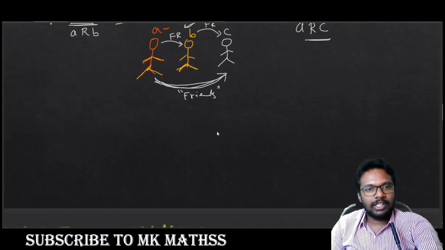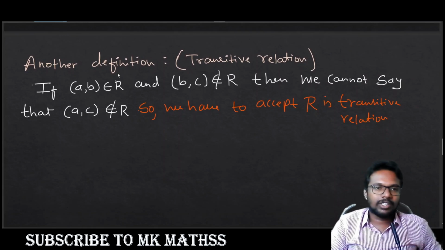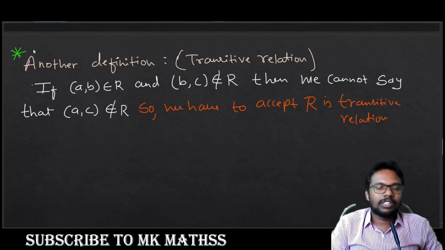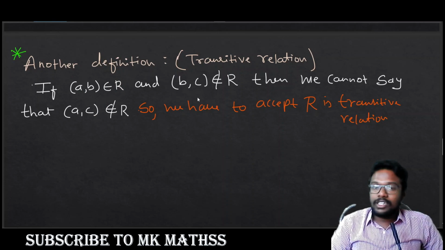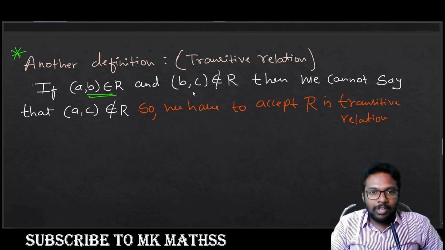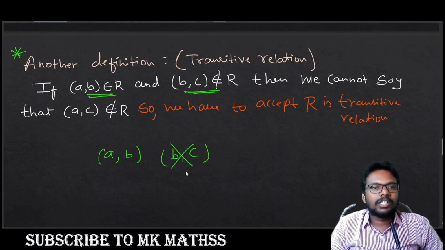So now the confusing part is there is another definition. This definition is also very important here. So for the transitive relation, another definition is (A, B) belongs to R, A is related to B, but (B, C) does not belong to R. There is no such pair here. So for example, A is related to B is there, but (B, C) is not present in the relation. It means B has no relation to C.